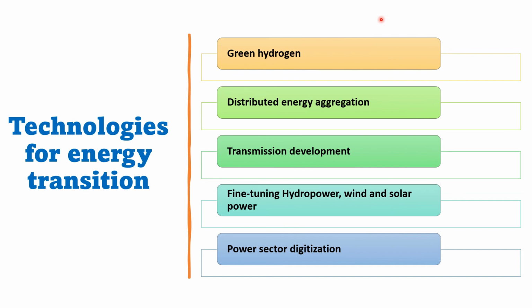And the last one is digitizing the power sector. Digital power is one of the most important technologies for reducing power consumption and managing the growing power complexity in modern electronic systems. So these were some technologies by which we can go for the energy transition.